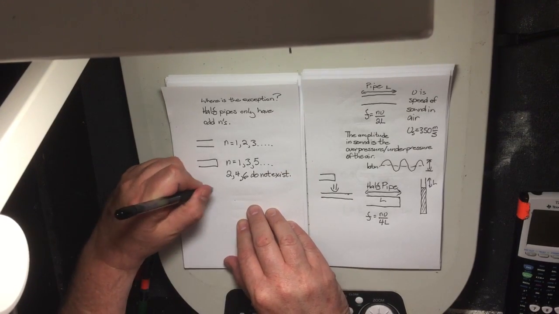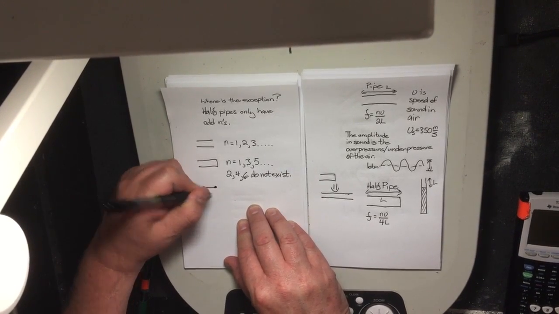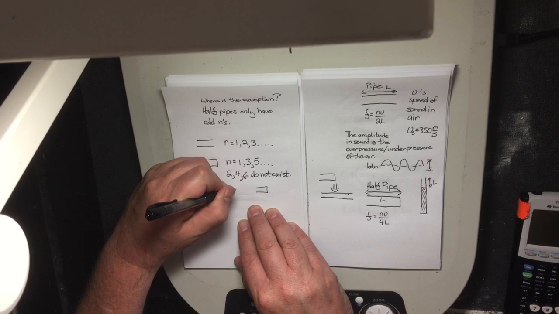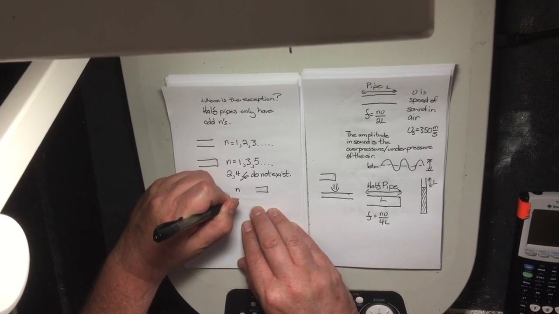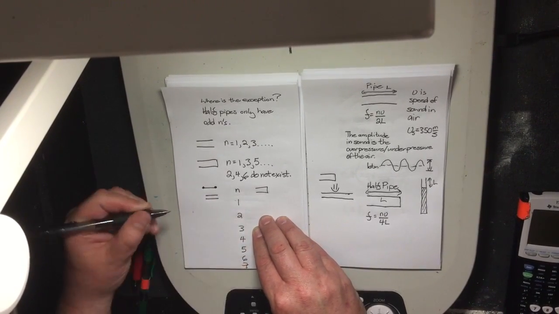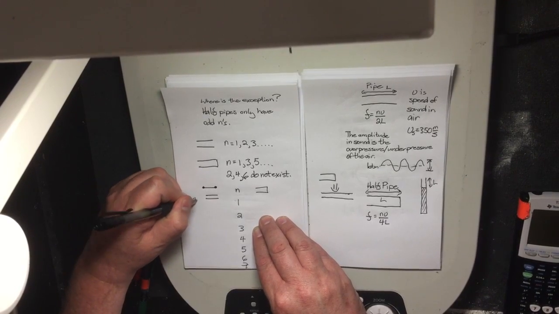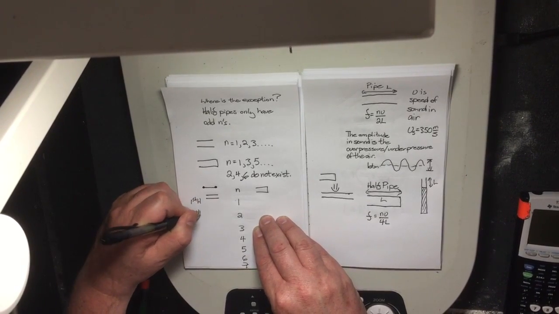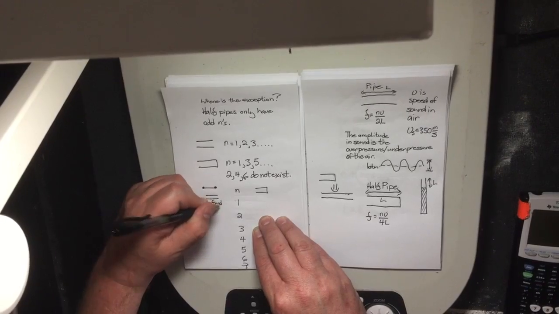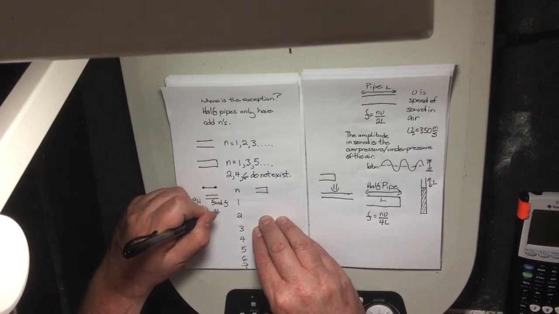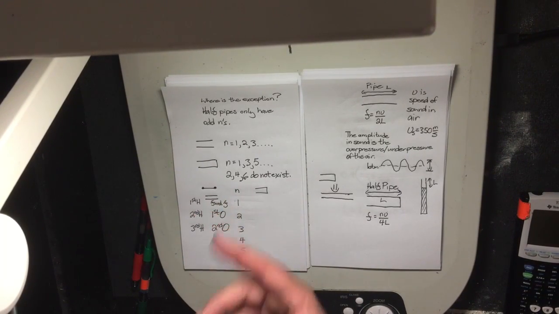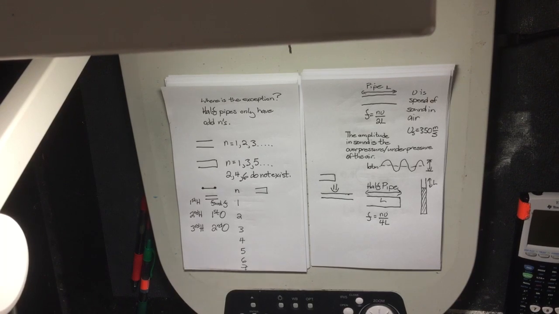This means that for strings, which my symbol is this, and full pipes, we have first harmonic, second harmonic, you get the picture, third harmonic, fundamental frequency, first overtone, second overtone, etc. So the string harmonics and the full pipe harmonic naming conventions are the same.